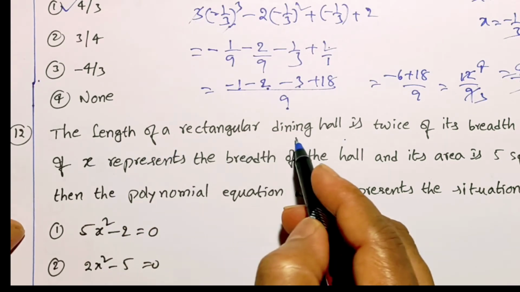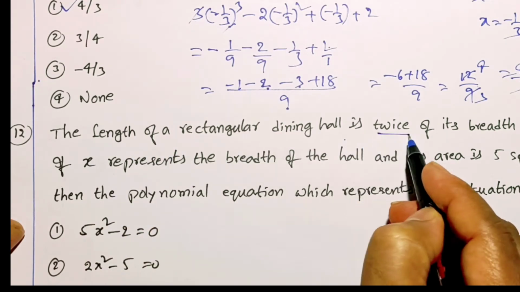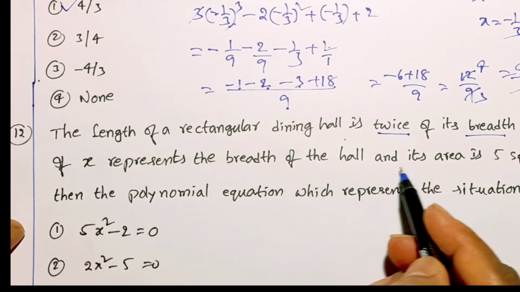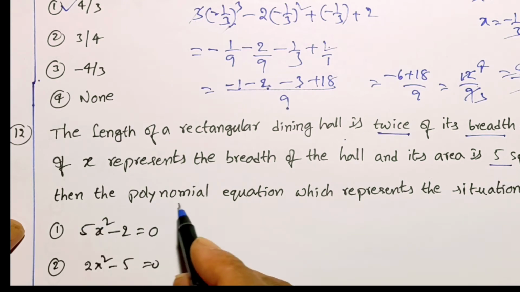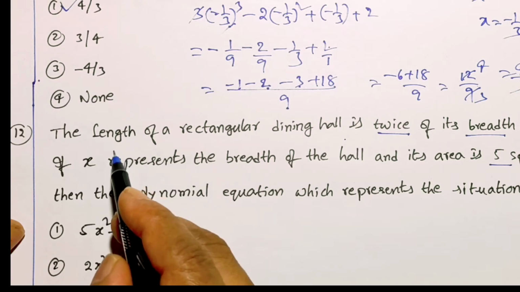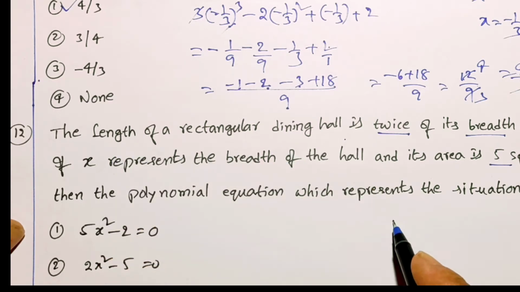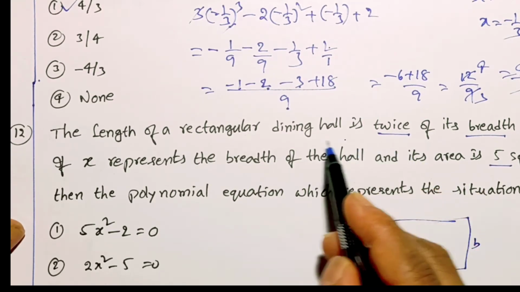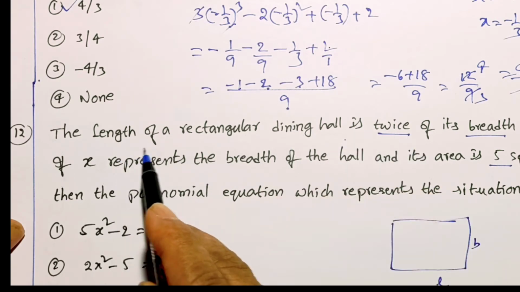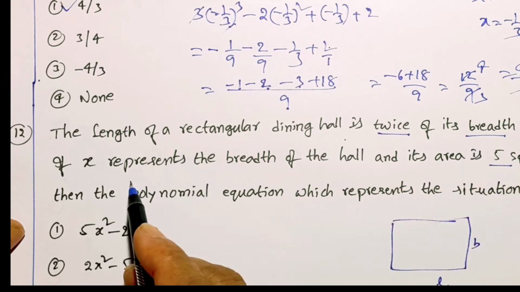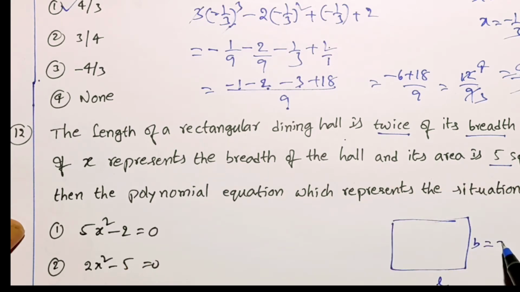Question number 12. The length of a rectangular dining hall is twice of its breadth. If x represents the breadth of the hall and its area is 5, then the polynomial equation which represents the situation is. Let us read the question again. The length of a rectangular dining hall. We have a dining hall which is in rectangle shape. So this is length, this is breadth. So here the length of a rectangular dining hall is twice of its breadth. X represents breadth. Breadth is x.